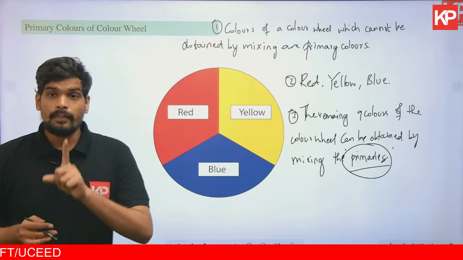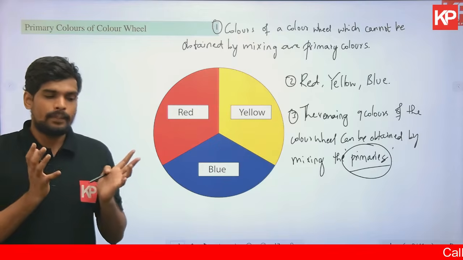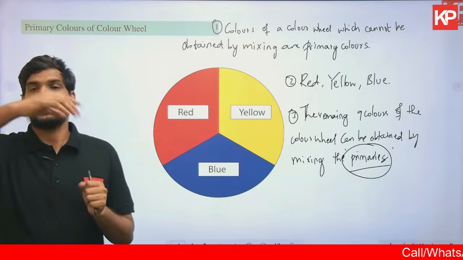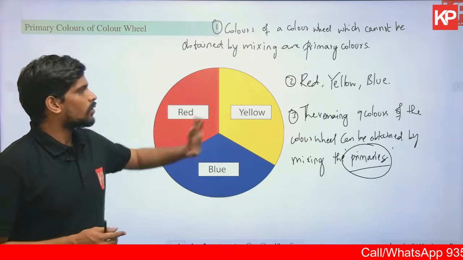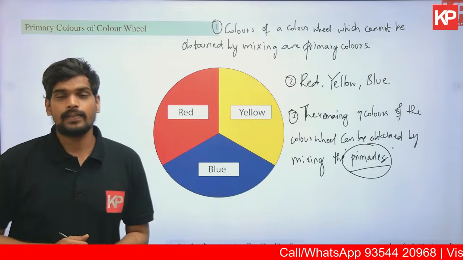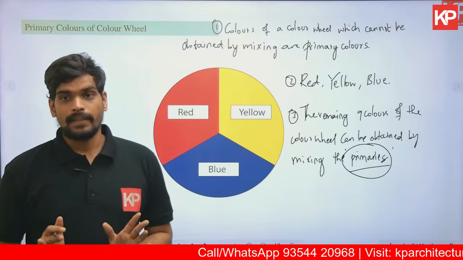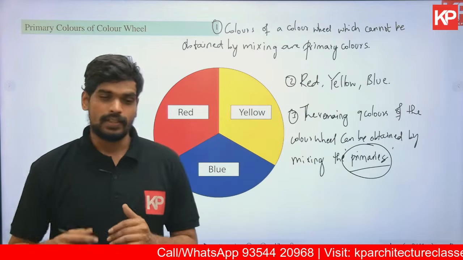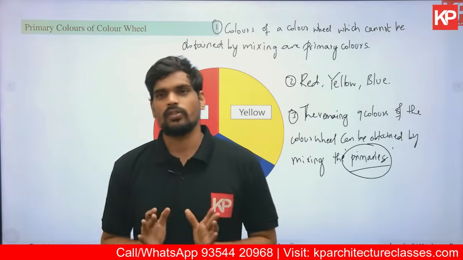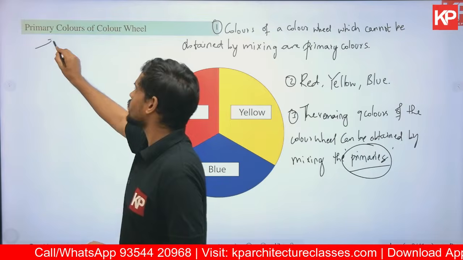So 3 points to be remembered. Point number 1, primary colors are those which cannot be obtained by mixing. These are the basic requirement to create all the remaining colors of the color wheel. Point number 2, red, yellow and blue are the primary colors of the color wheel. Point number 3, the remaining 9 colors of the color wheel other than red, yellow and blue can all be obtained by mixing these three primaries in definite proportions. These are the 3 points to be remembered under the first heading, primary colors of the color wheel.